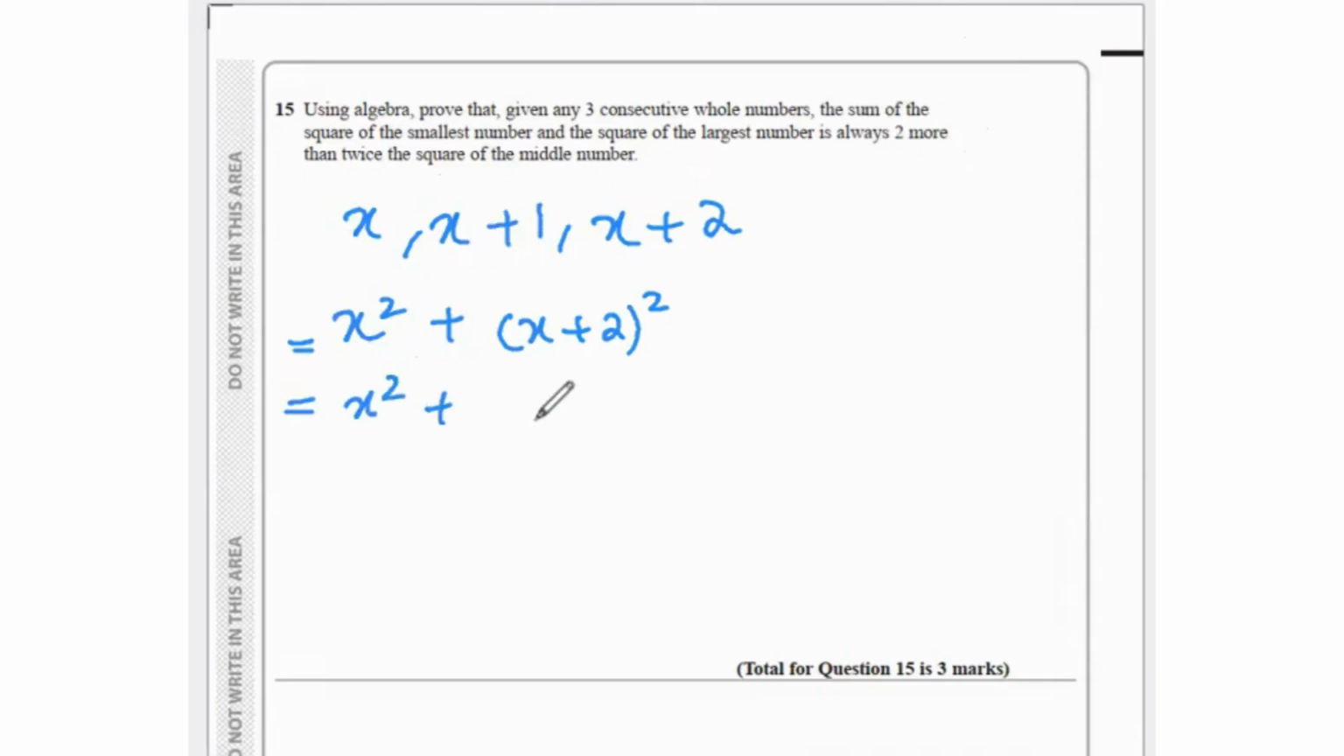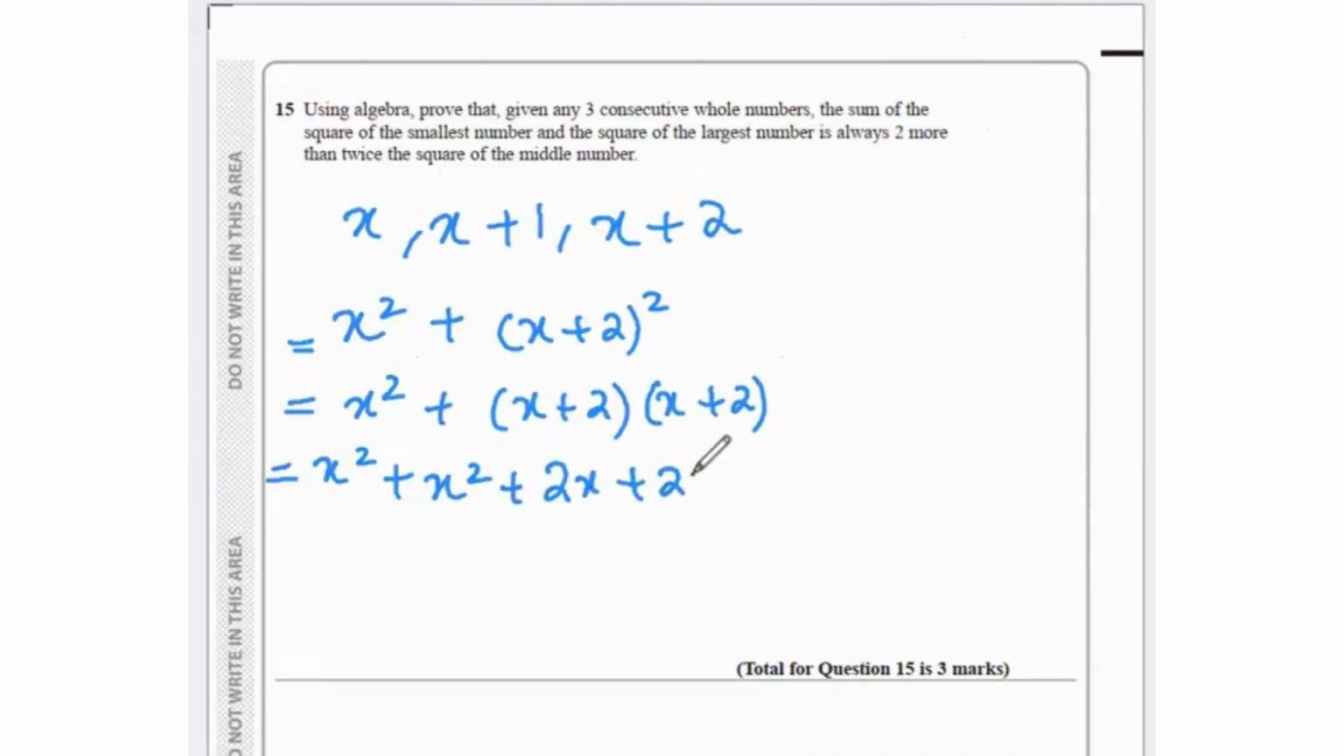x squared plus (x plus 2) times (x plus 2). That's x squared plus x squared plus 2x plus 2x plus 4. So that's 2x squared plus 4x plus 4. They're saying that the result is 2 more than twice the square of the middle number. So first, let's square the middle number.